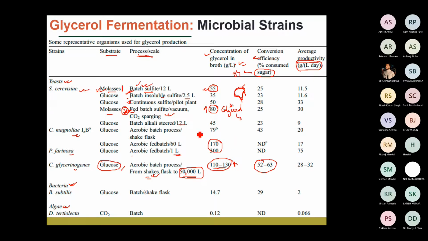This glycerol production has already been commercialized at a commercial scale, and we can see that if glucose is used as the pure source of carbon, we can have a very high conversion of the sugars into glycerol with a very high productivity. So this gives a brief overview of the different microbial strains, substrates, and process scales, and their effect on the production of glycerol, conversion of the sugars into glycerol, and their productivity.